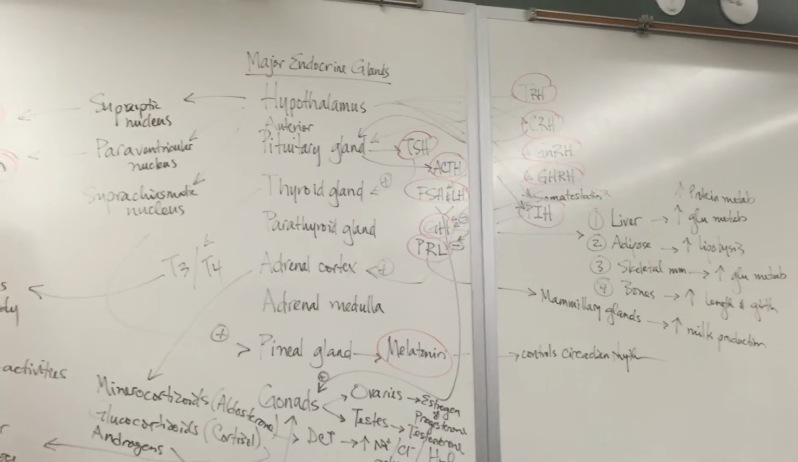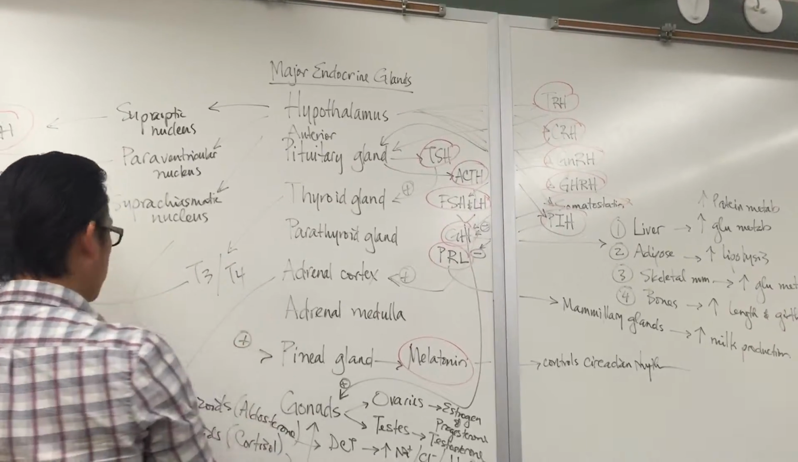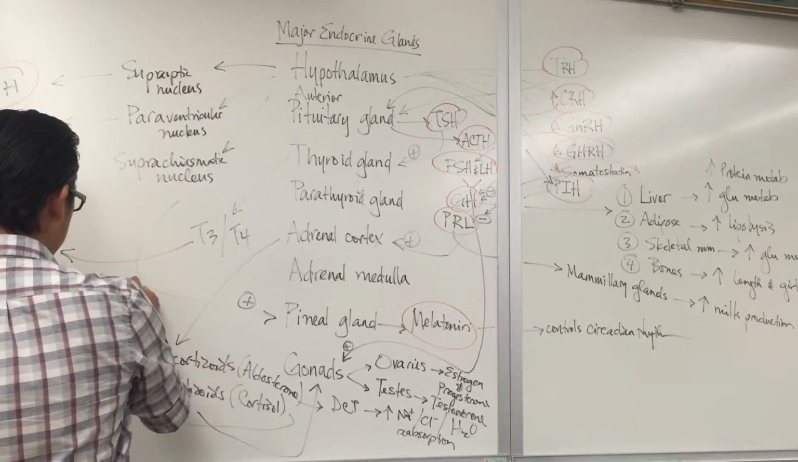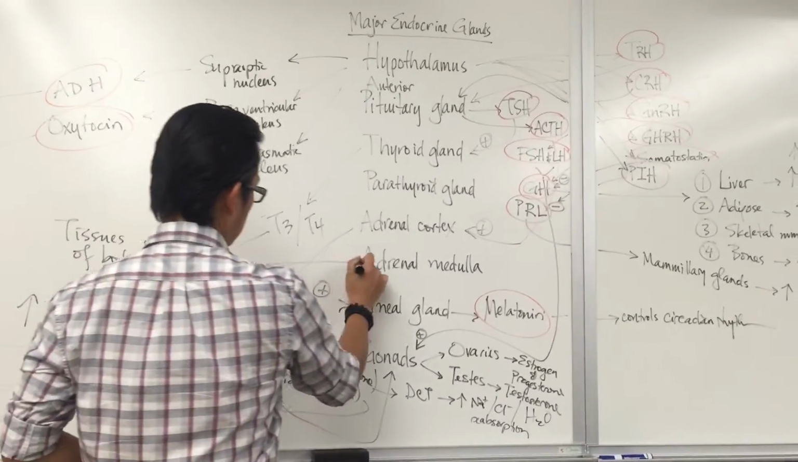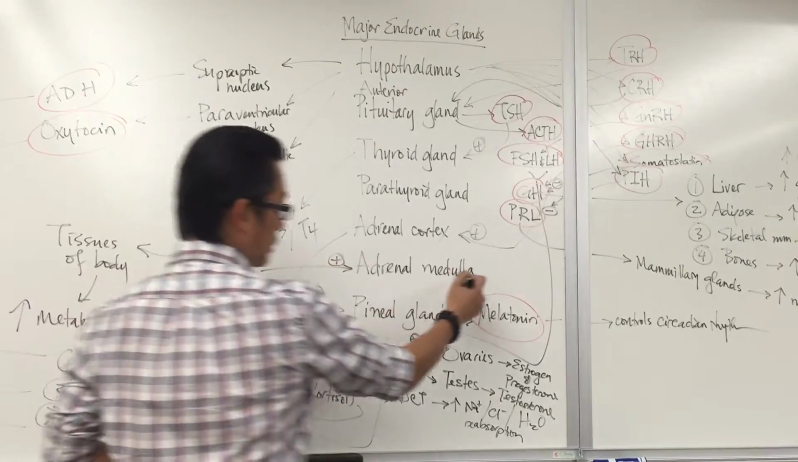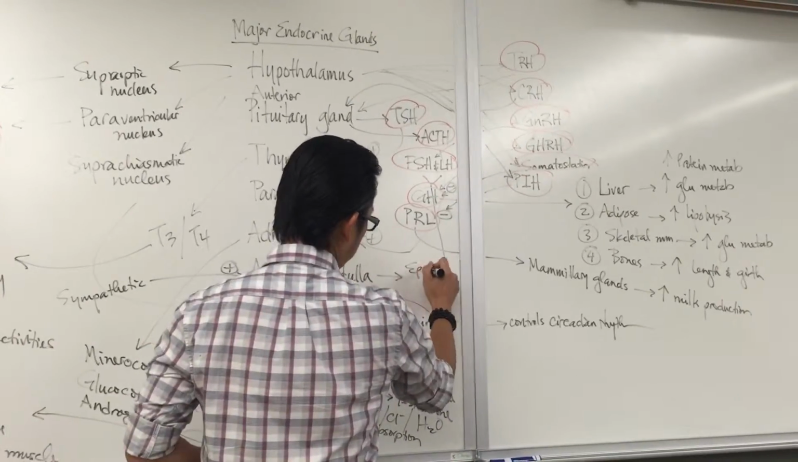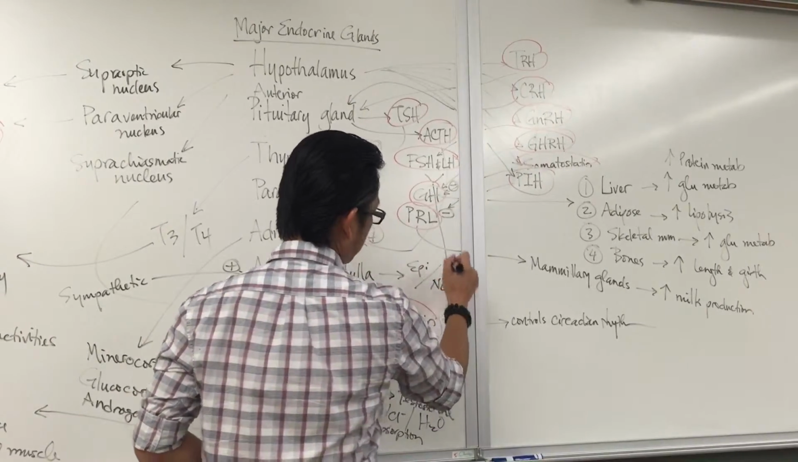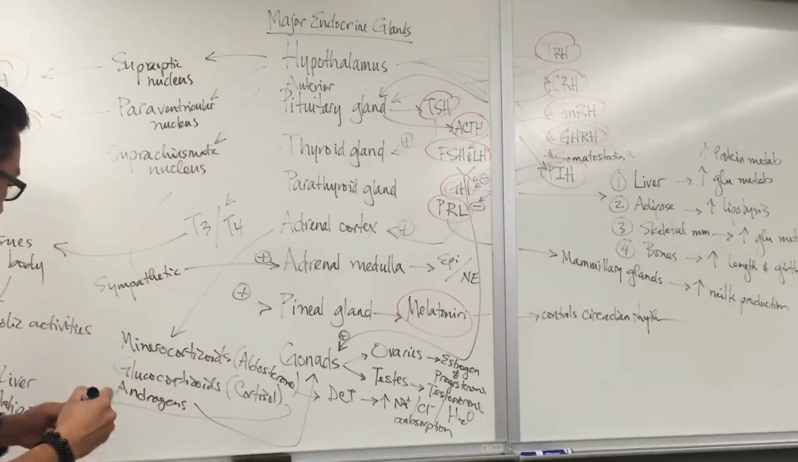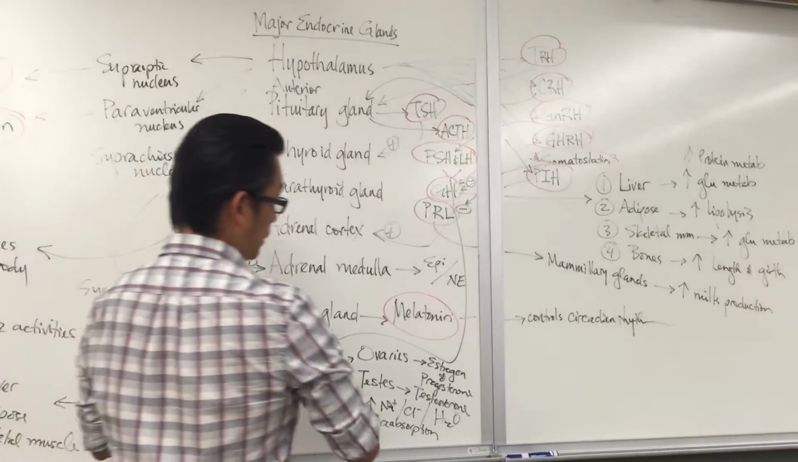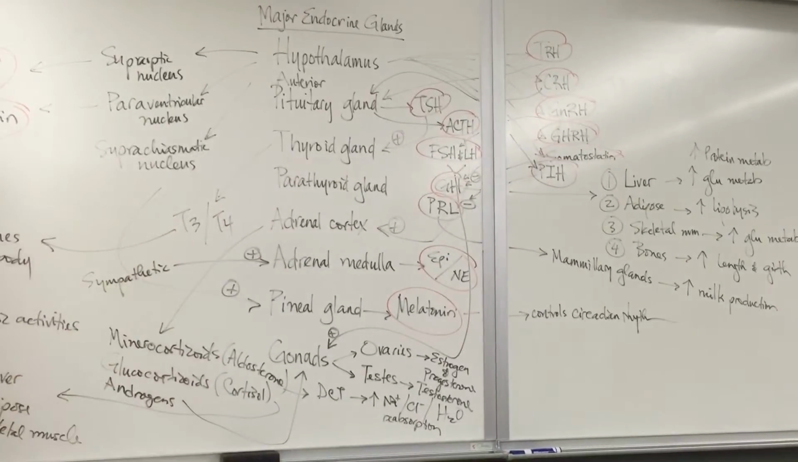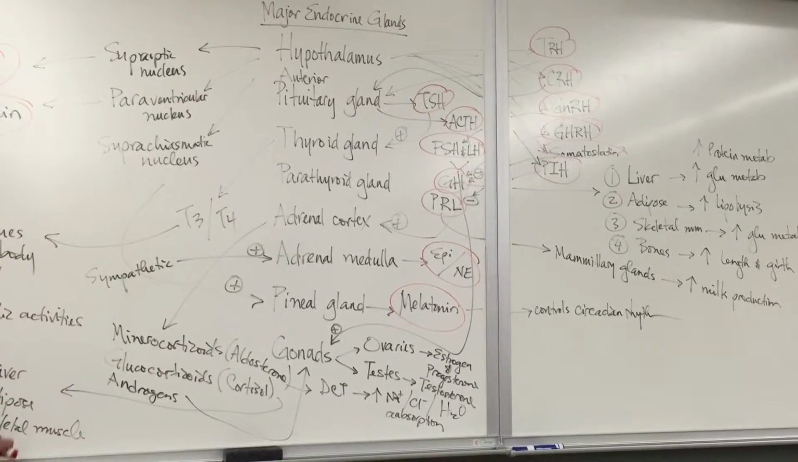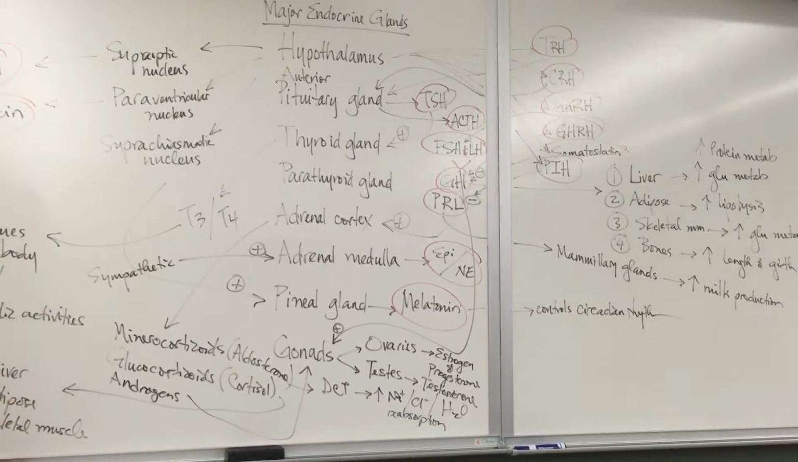Now, with the adrenal medulla, we know that this is sympathetic activity, which induces the adrenal medulla to release epinephrine and norepinephrine. And that goes into the blood and goes to the system to increase systemic sympathetic activities.